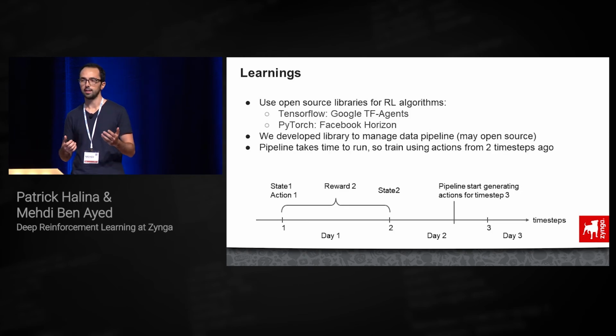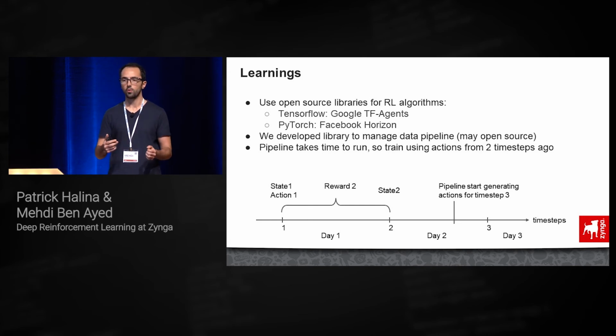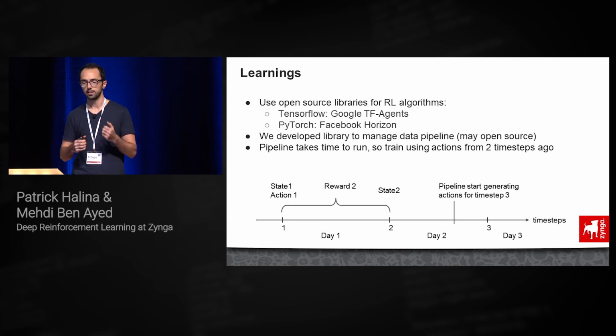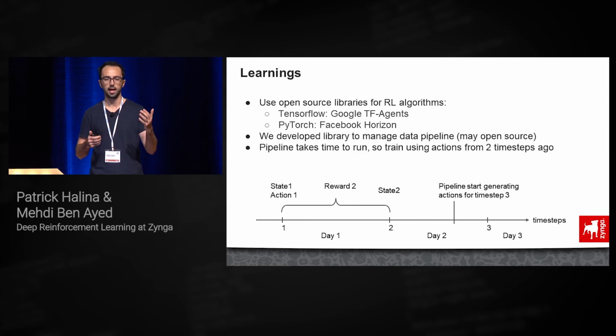The learning from that is to use as many open source libraries as possible so that you lower the complexity of your own system. We did not want to build a new RL algorithm. We used what was available. There are two main libraries for that. There is TF Agents, made by Google, which uses TensorFlow. And there is a Facebook library which was called Horizon, and now it's called ReAgent, and it uses PyTorch. And then we also developed a library on top of these to run our pipeline.